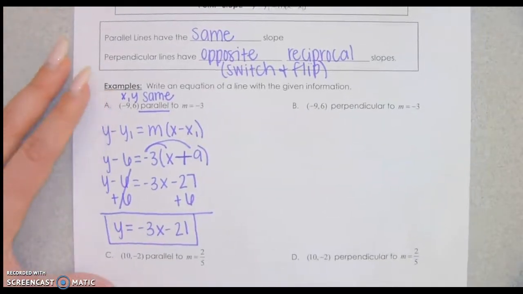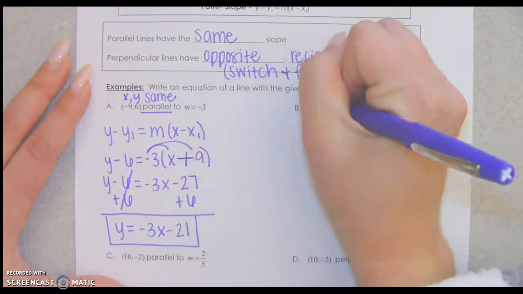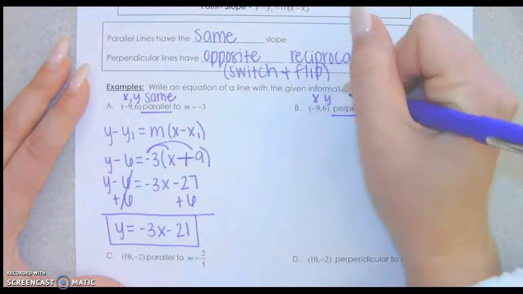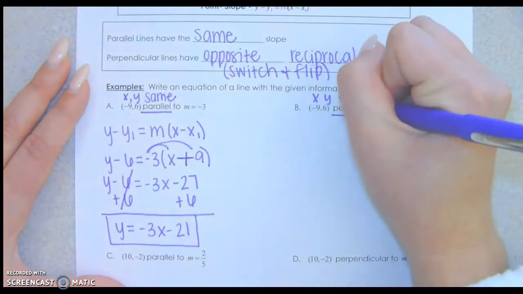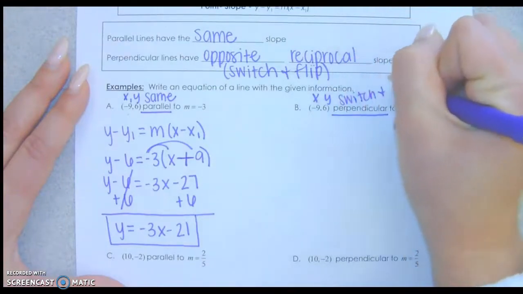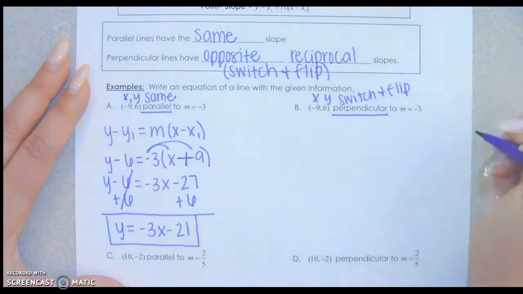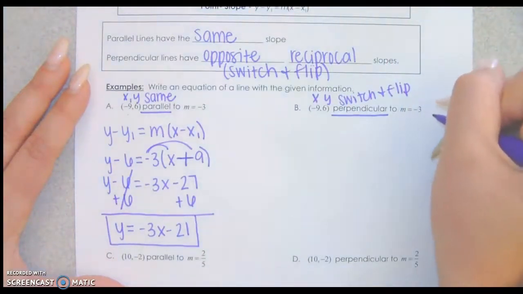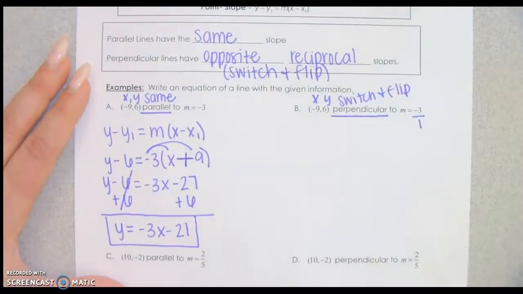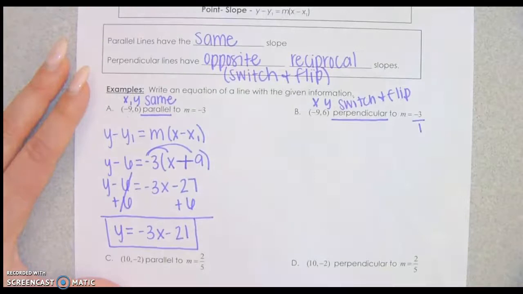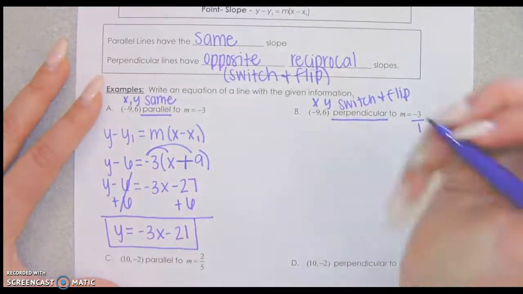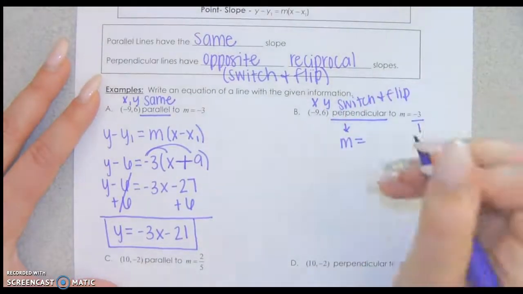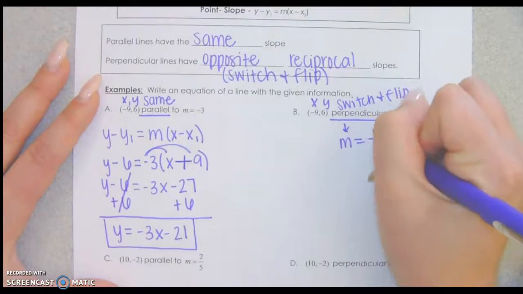Alright, let's look at B. So we have the same point here for x and y. We're trying to find the perpendicular slope, which means we need to switch it and flip it. And then our slope is still negative 3, but since we need to flip it, let's remember that that's actually negative 3 over 1. So, if my slope is negative 3 over 1, my perpendicular slope is going to be a positive 1/3.